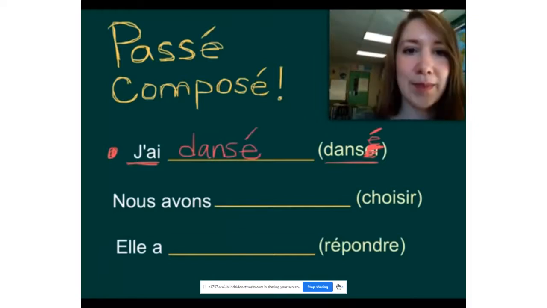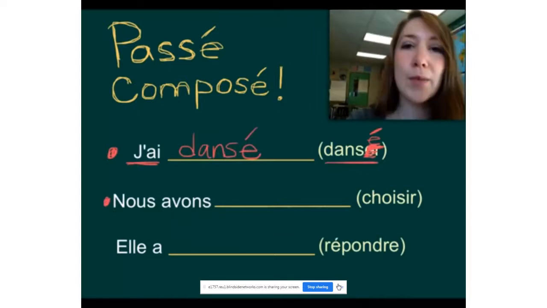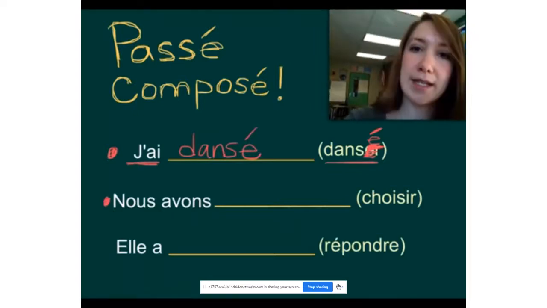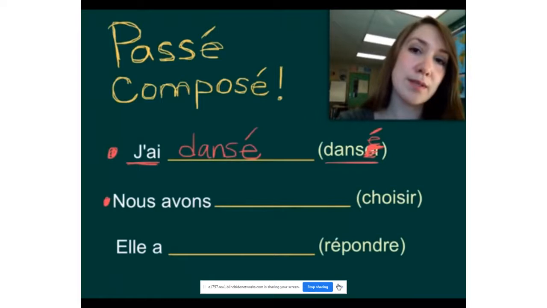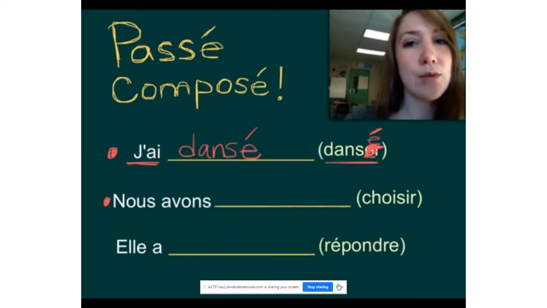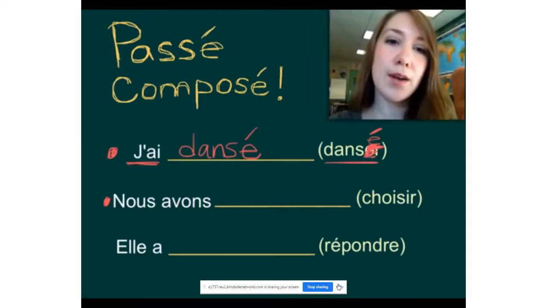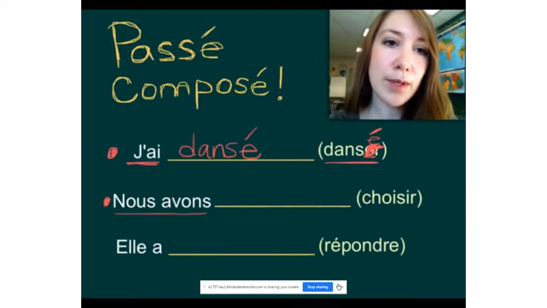This second one here, I want to say we have chosen, or we chose. Again, we have two ways of saying it in English and only one in French. We can only say we have chosen, but it means both we have chosen and we chose. So we already have nous avons, we have. It's our helping verb avoir.